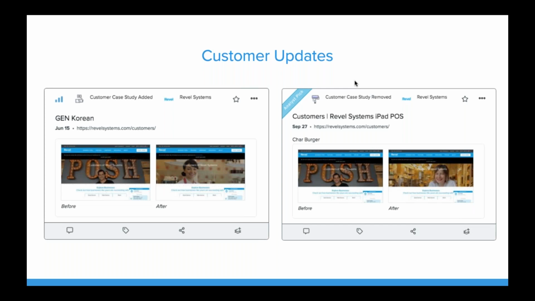If you see that there are a lot of case studies or logos being added and removed from their site, it shows that there's perhaps a lot of turnover or a lot of movement, customers coming and going. Perhaps there's some turmoil there.